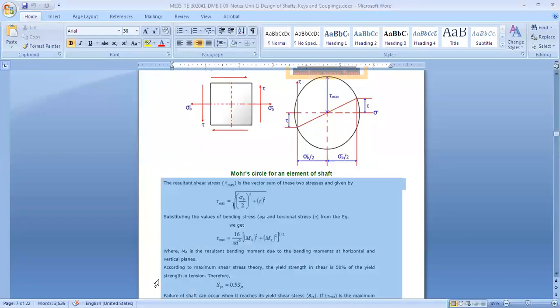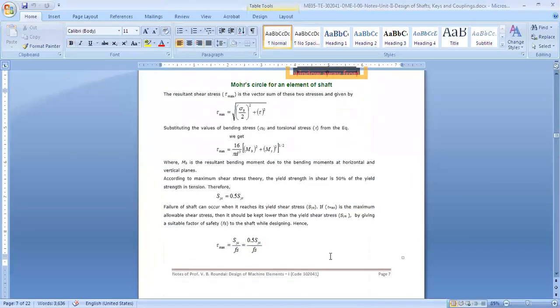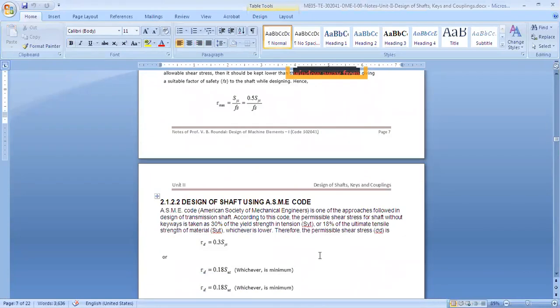So today we will go a little bit ahead, and we will try to design a shaft on the basis of ASME code. Now, what is ASME code? We now know how to design a shaft, so we know the basic procedure.